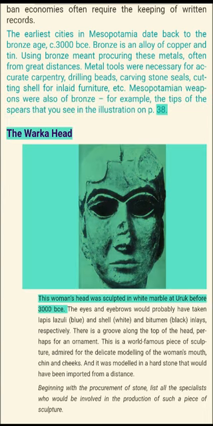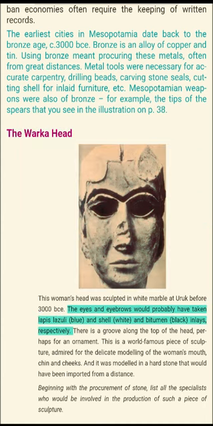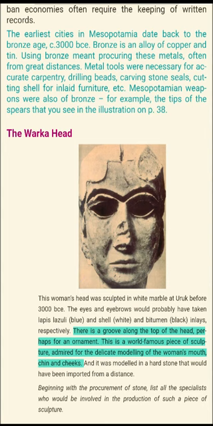Mesopotamian weapons were also of bronze, for example, the tips of the spears that you see in the illustration on p. 38. The Warka head. This woman's head was sculpted in white marble at Uruk before 3000 BCE. The eyes and eyebrows would probably have taken lapis and shell, white, and bitumen, black, inlays, respectively. There is a groove along the top of the head, perhaps for an ornament.